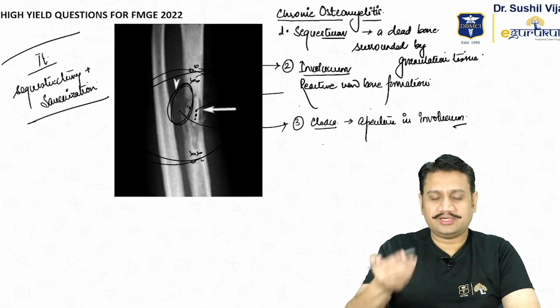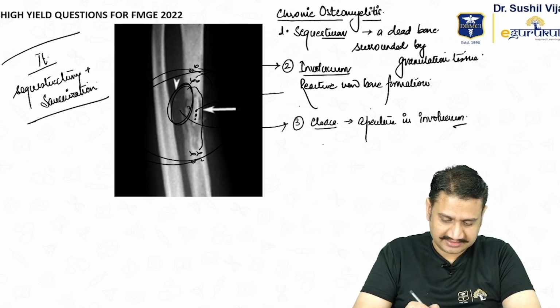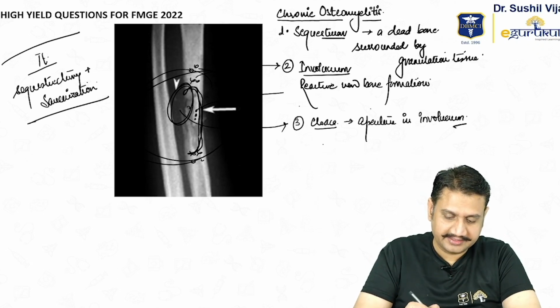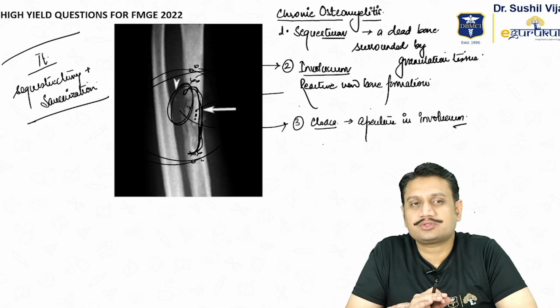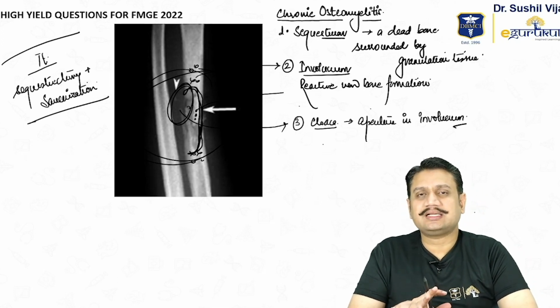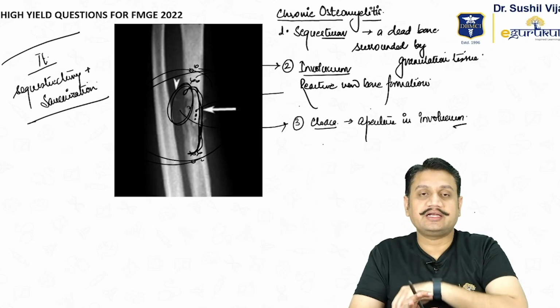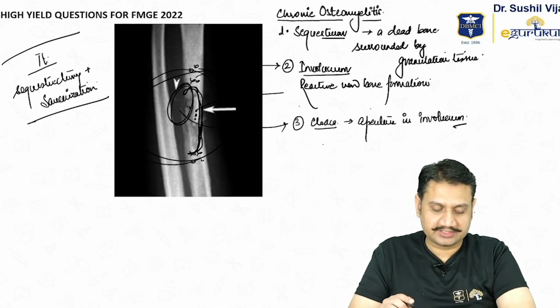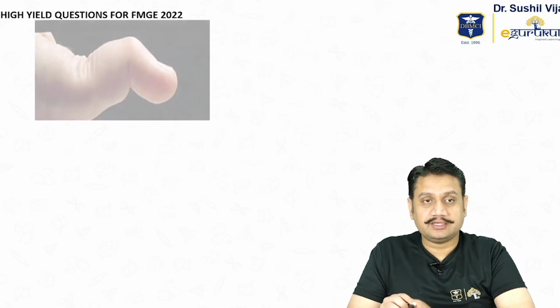When you remove all this dead bone, a space is created here, right? And that space is what you call a saucer-shaped space. Saucerization is a space being created after the cleaning of the infected cavity, right? Sequestrectomy and saucerization. Okay, now next one, what do we have?